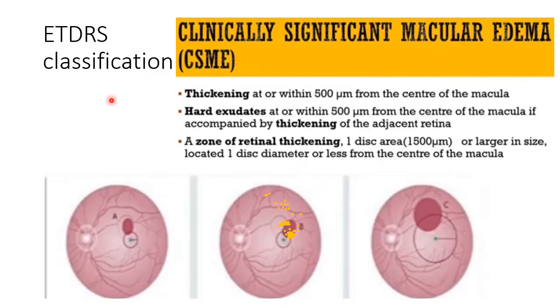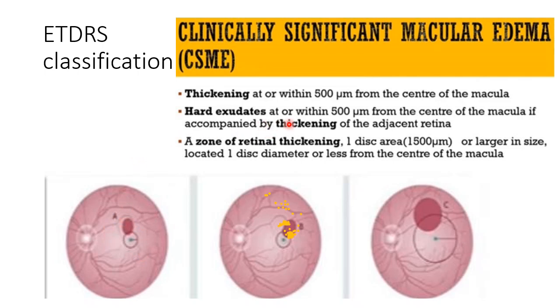So ETDRS, the study classifies macular edema as clinically significant macular edema. Okay, so there are three criteria. Now, again, examiners can ask you the definition of this clinically significant macular edema, this particular classification, because it has been given by the ETDRS, which is a very, very favorite study. So CSME can be any of these 3 points, right? So retinal thickening at or within 500 microns from the center of the macula, as in this picture. The red part is the retinal thickening, and this is the center of the macula, 500 microns. Okay, so this is the first criteria.